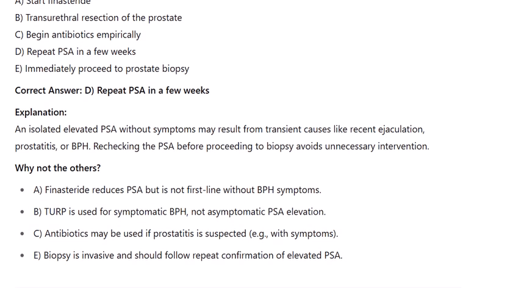A. Finasteride reduces PSA but is not first line without BPH symptoms. B. TURP is used for symptomatic BPH, not asymptomatic PSA elevation. C. Antibiotics may be used if prostatitis is suspected, e.g. with symptoms. E. Biopsy is invasive and should follow repeat confirmation of elevated PSA.